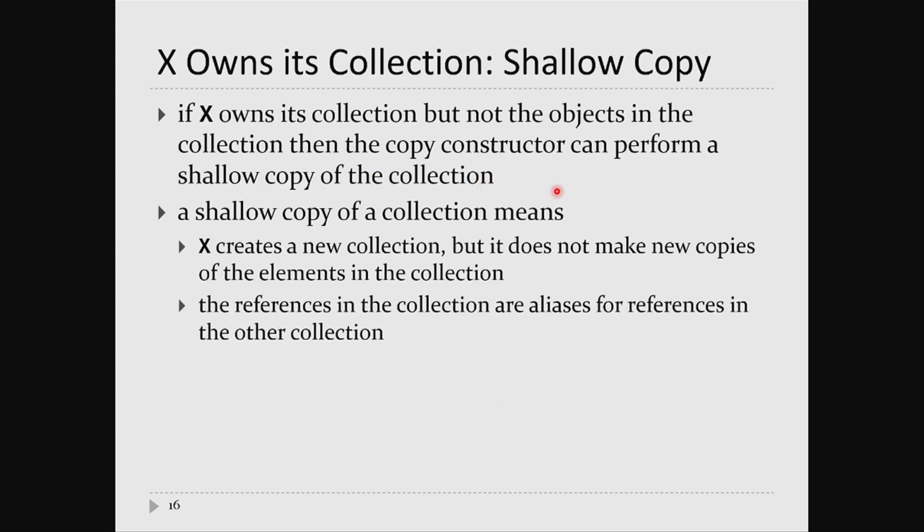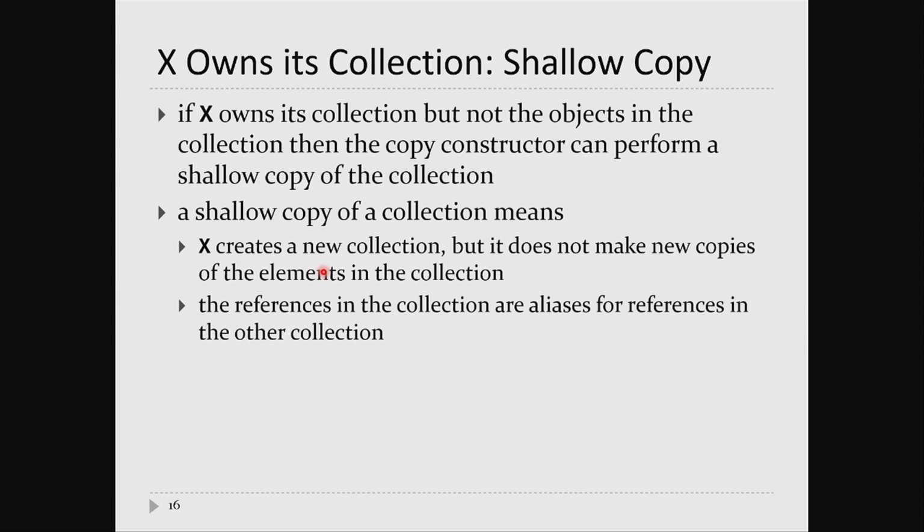All right. So that's straight aggregation. It's the easiest one to implement because all you're doing is assigning variables. If you decide that your object should own its collection, but not the objects in the collection, then that requires you to make a copy of the collection. When you make a copy of a collection, but you don't copy the stuff inside the collection, that's called a shallow copy of the collection.